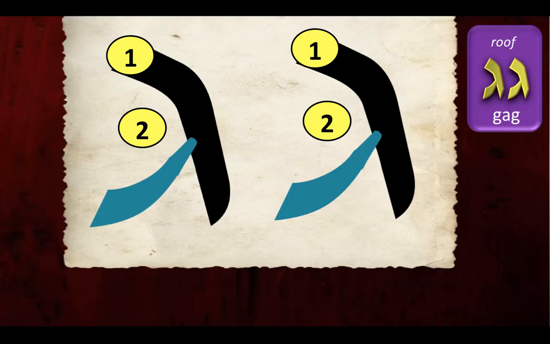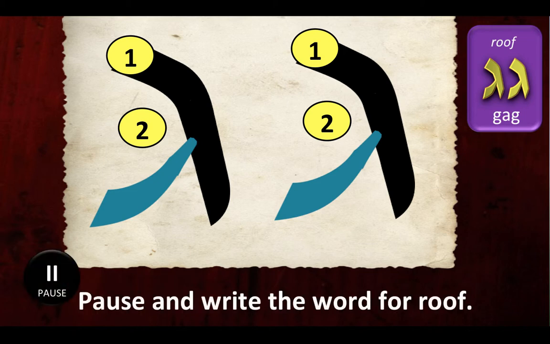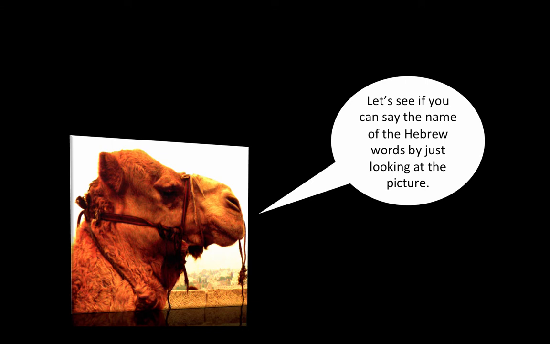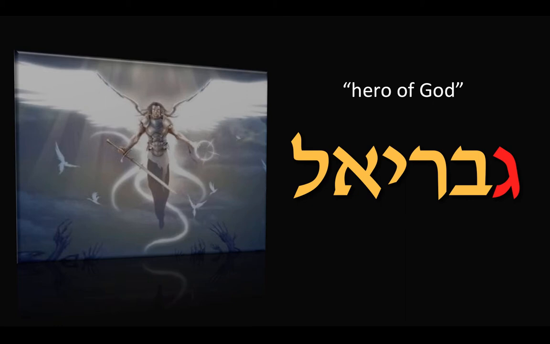Now that you've gotten used to being able to read the word Gog for roof, you have an opportunity to write this word yourself. As you write it, you can say it. Okay? So pause the video and write the word for roof, and I'll wait for you and come back. Okay, now let's see if you can say the name of the Hebrew words just by looking at the picture. Okay, you ready? Gabriel, hero of God.